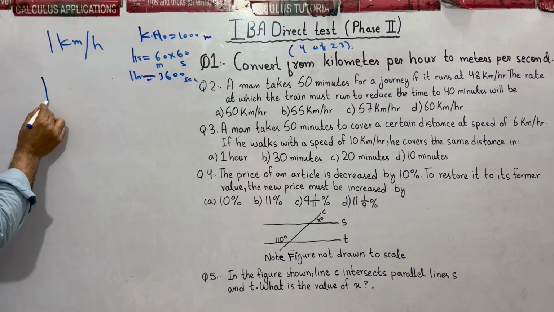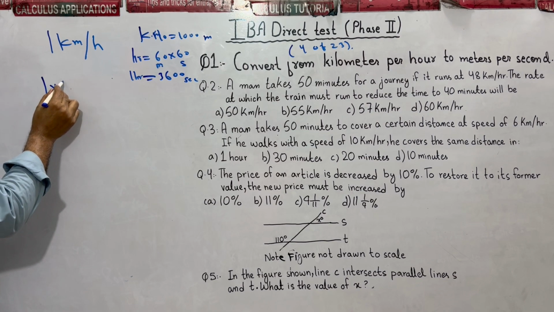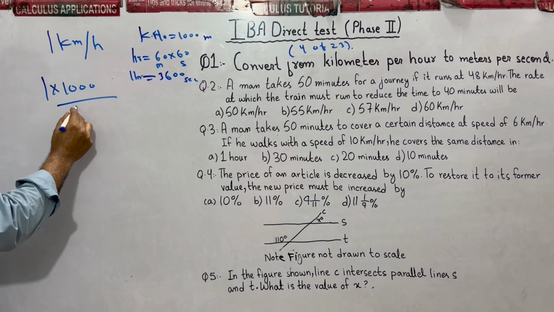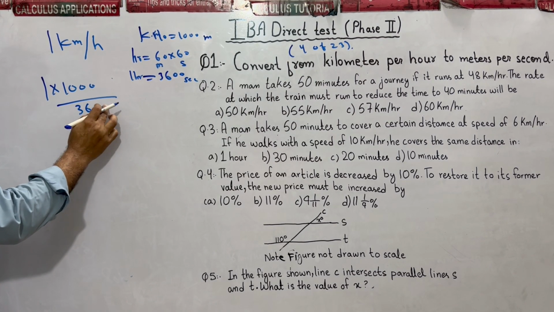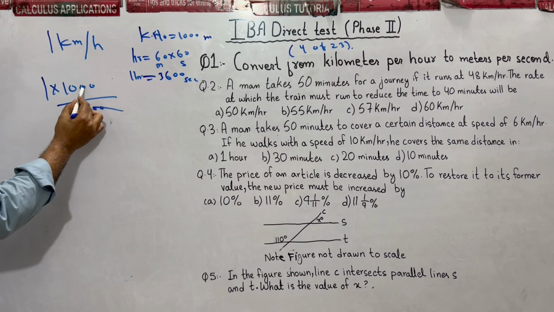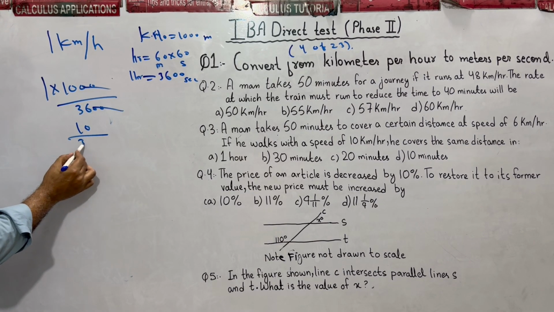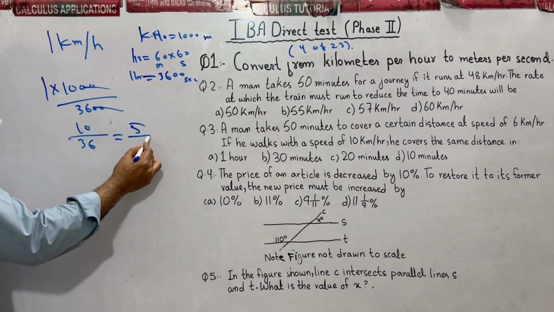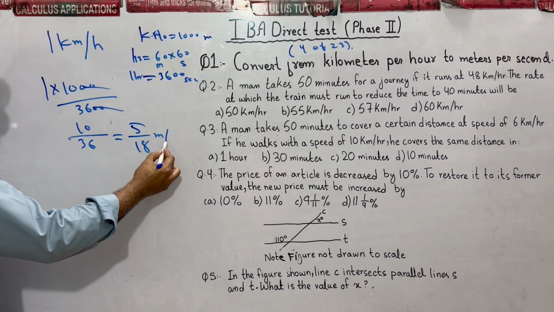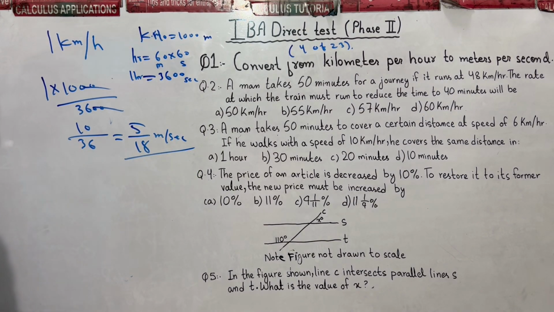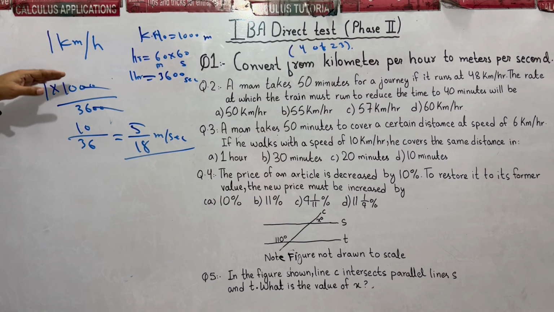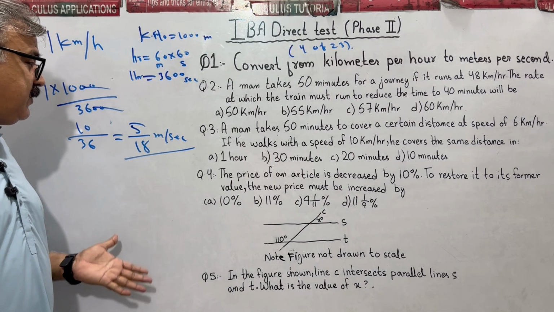Let's see how to convert this into meter per second. 1 multiplied by 1000. Per means divide, 3600. Double zero cancelled out. I have 10 over 36. Applying table of 2, 5 over 18 meter per second. That is a magical figure. If you want to convert your unit from kilometer per hour to meter per second, just multiply by 5 upon 18. It is something additional to you.